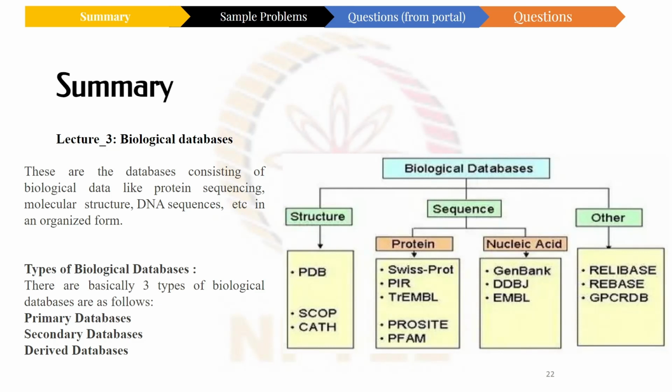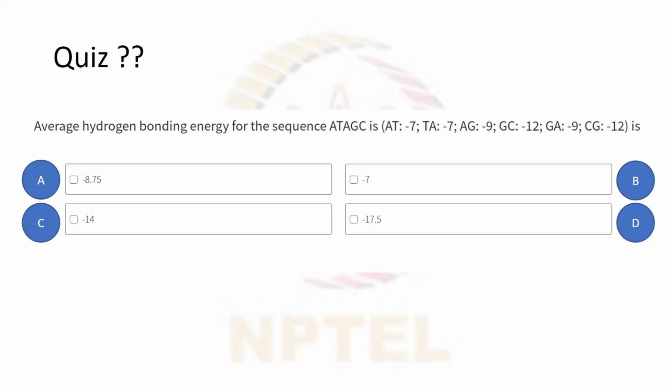So with this summary done, now we will be taking up some sample problems. The first one to start with is: the average bonding energy of the sequence ATAGC is?